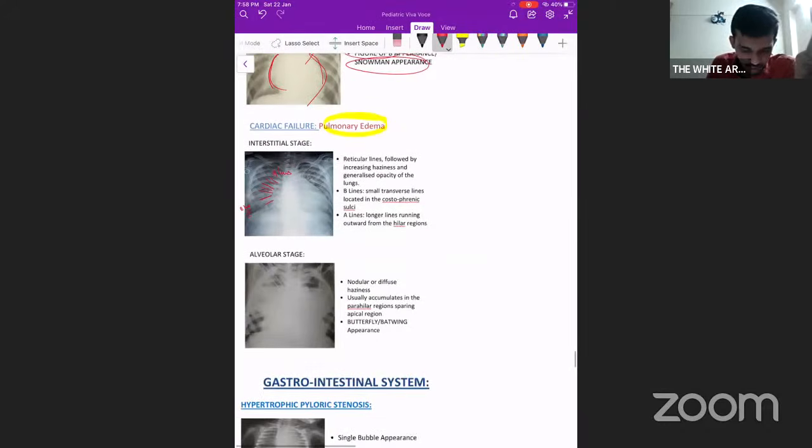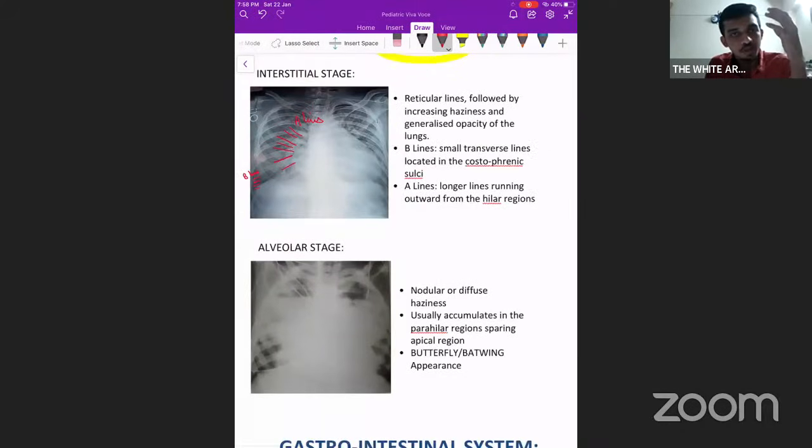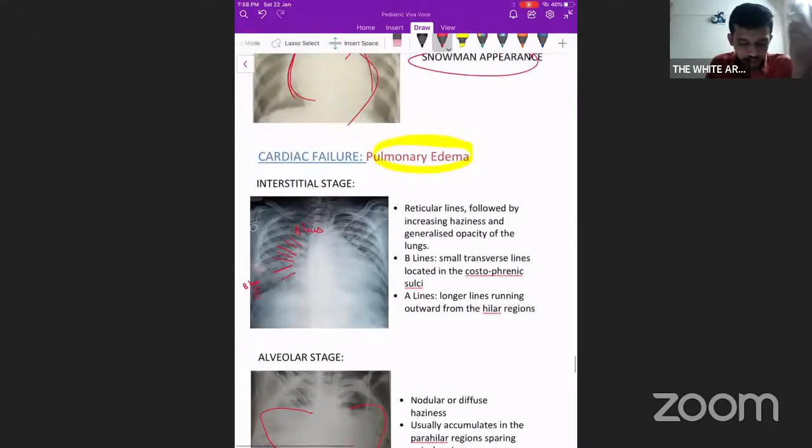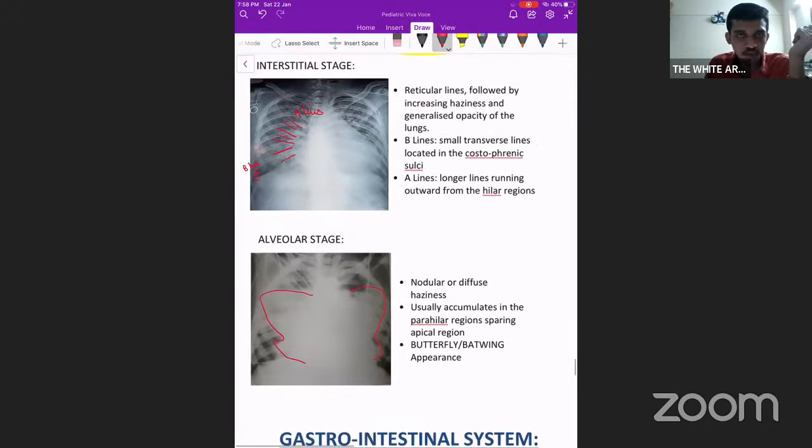Okay, if this further progresses, if the interstitium is not able to pump out, all the fluid goes into the alveoli. Okay, so once the fluid goes into the alveoli, there will be consolidation, correct? And this consolidation doesn't involve the peripheral part of the lungs. So that is why you have the characteristic butterfly or bat wing appearance. So this is the interstitial stage and this is the alveolar stage of cardiac failure, or of any cause of pulmonary edema.